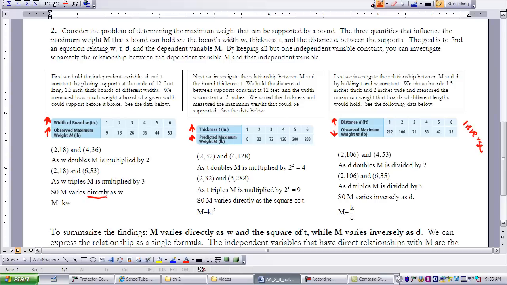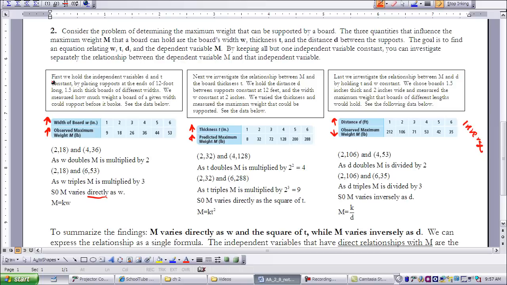But let's go back and look and see what is happening in this situation. We're holding the independent variables D and T constant. So we're setting up our experiment where we're having our supports 12 feet apart, and we know that the board that I'm going to be using is always going to be 1.5 inch thick. But the thing that's going to be changing in this experiment is the different widths of the board. So we measure how much weight a board of a given width could support before it breaks. So we're going to look at a set of data first.